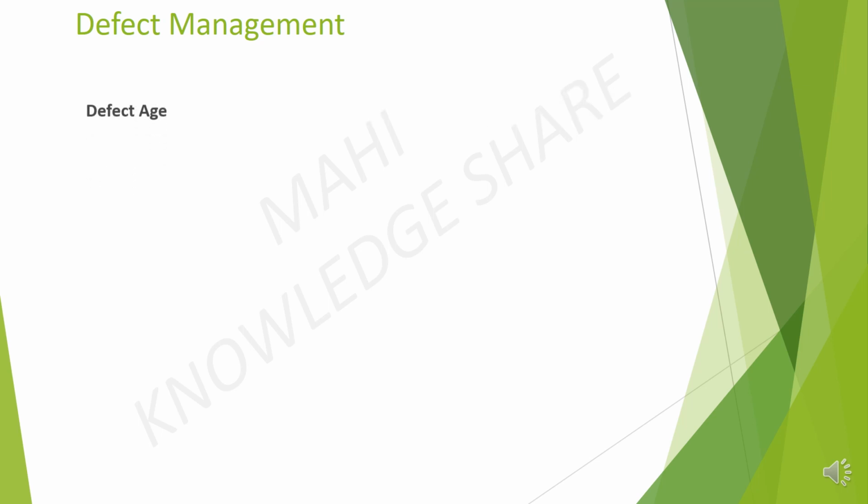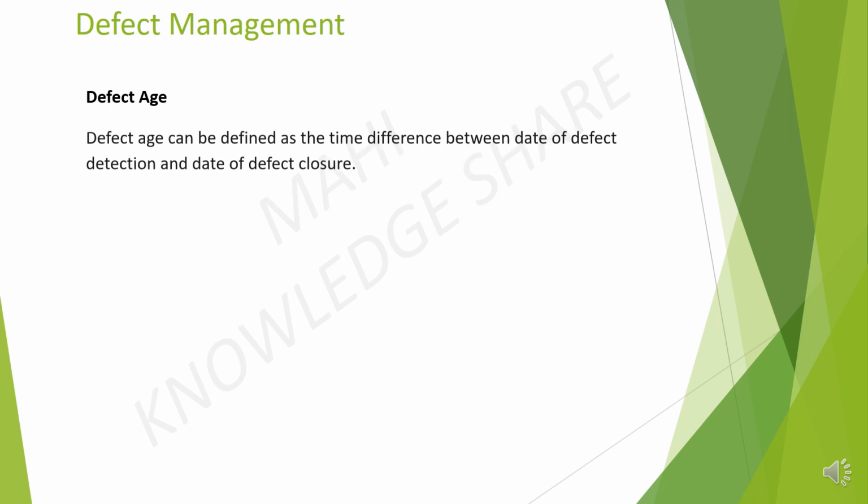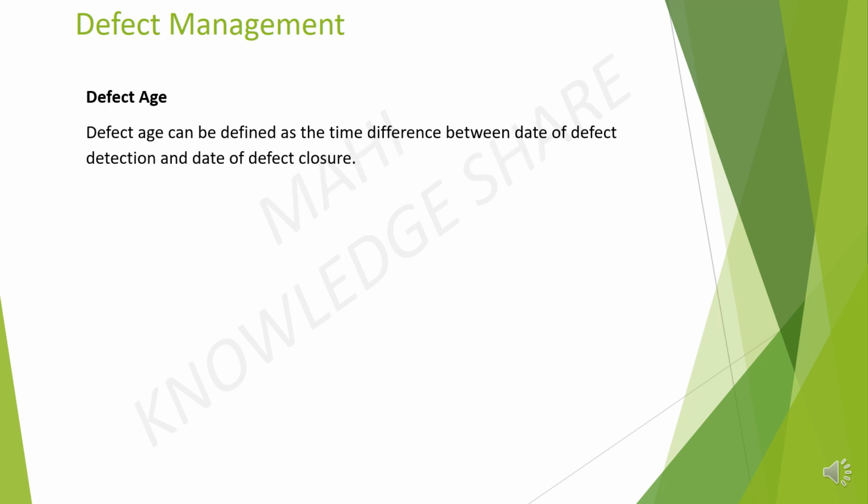Define defect age. Defect age can be defined as the time difference between date of defect detection and date of defect closure.